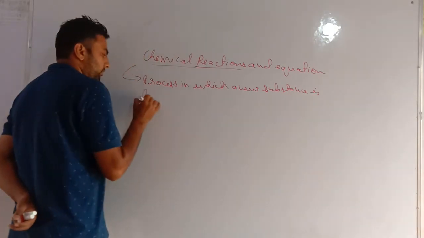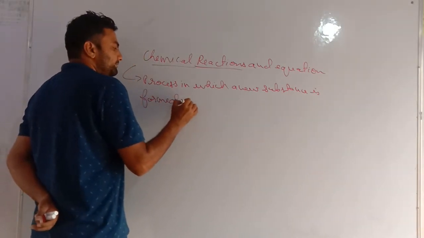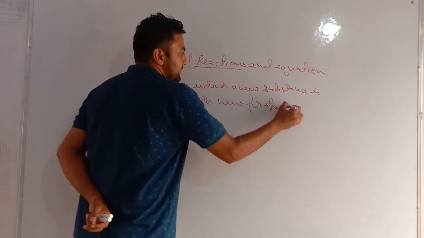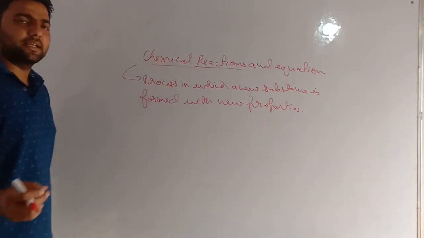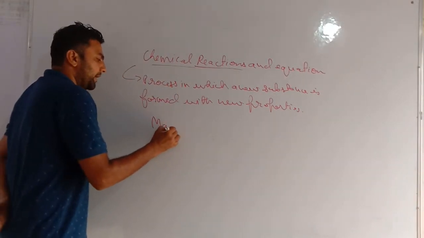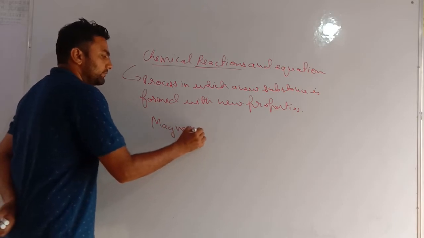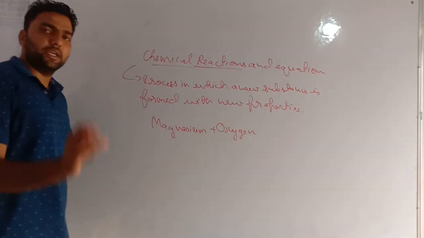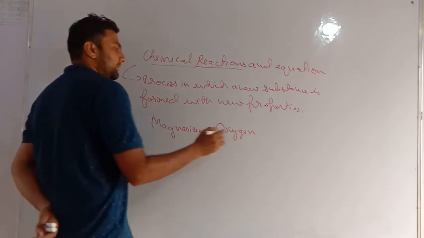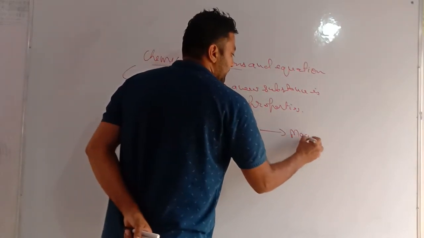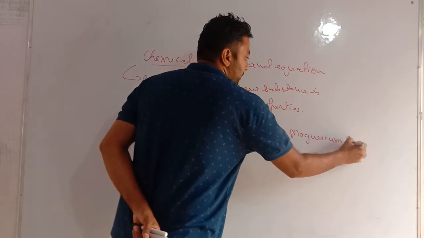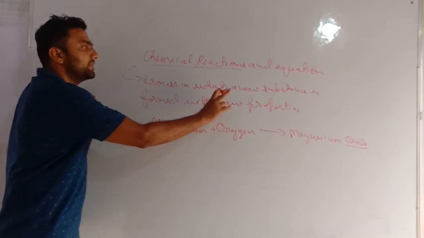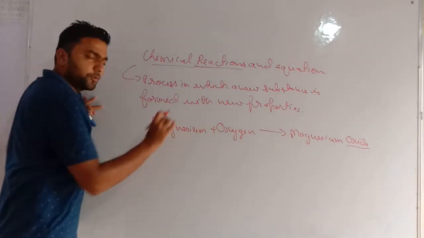New substance is formed with new properties. Let us take a single example. Whenever a magnesium ribbon is burnt, magnesium reacts with oxygen. If we burn the magnesium ribbon, then magnesium reacts with oxygen and we get a product, that is magnesium oxide. Very important, my dear students, it is a process in which a new substance is formed with new properties.